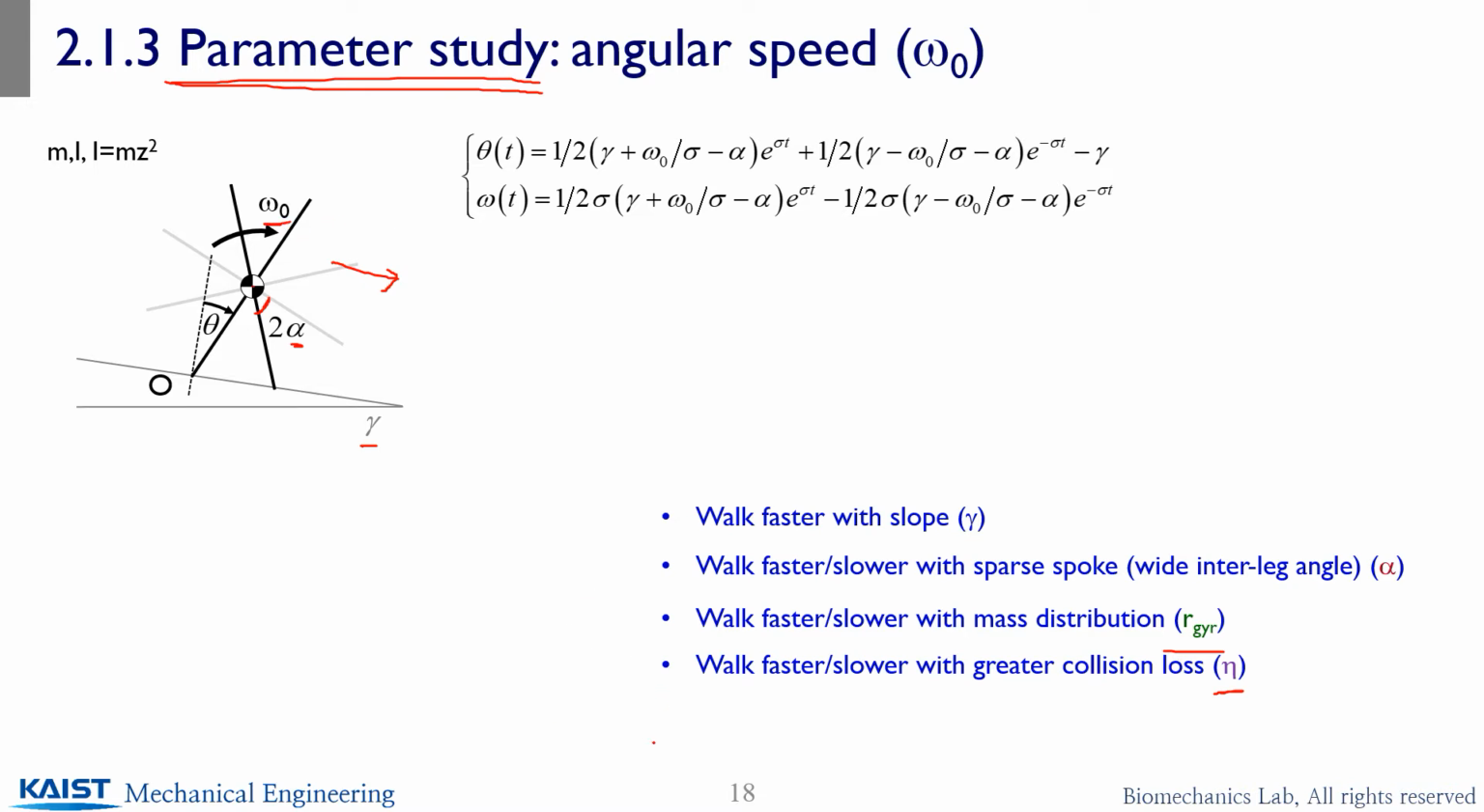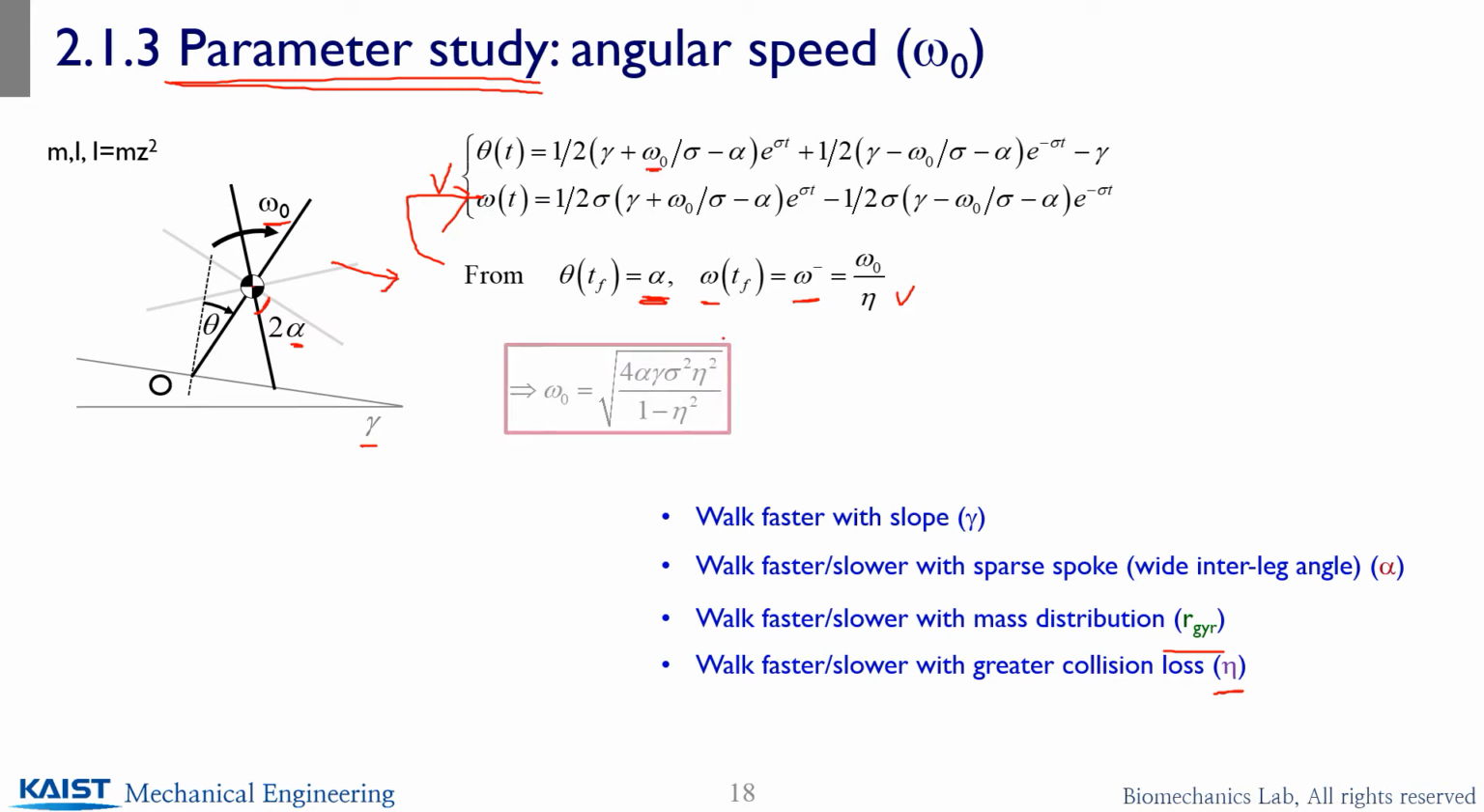So after changing those parameters, you can actually examine it by solving the equation. So this is the theta and omega solution for the equations of motion. And I know that for steady state gait, the final, before collision solution for theta and omega is going to be alpha and omega minus, which is omega naught divided by eta, right? So by plugging that into this solution, you can actually obtain the relationship for omega naught in terms of the other model parameters.